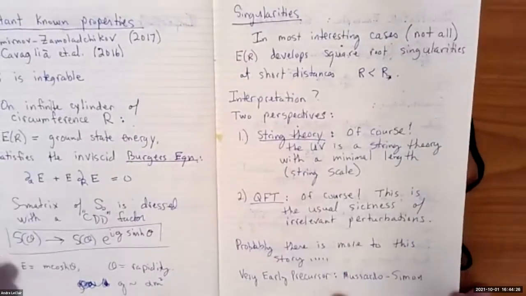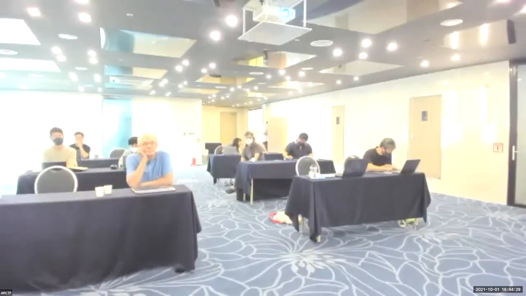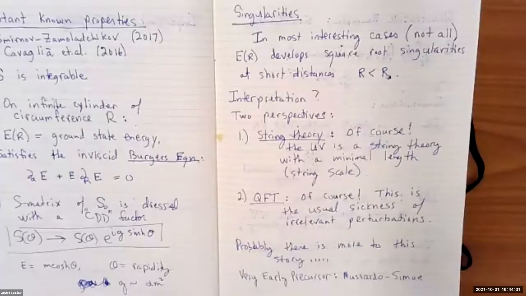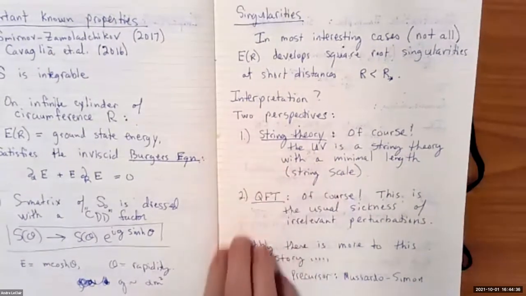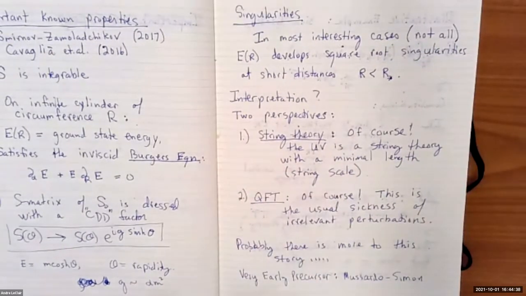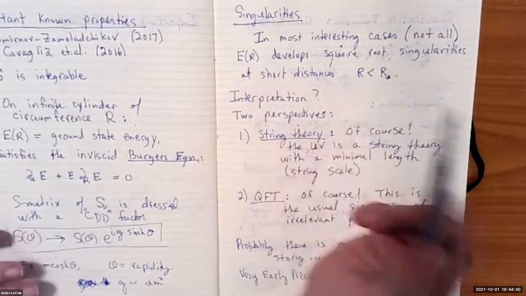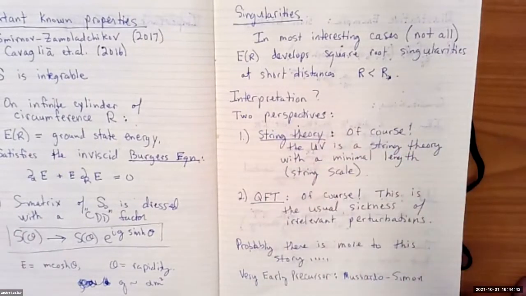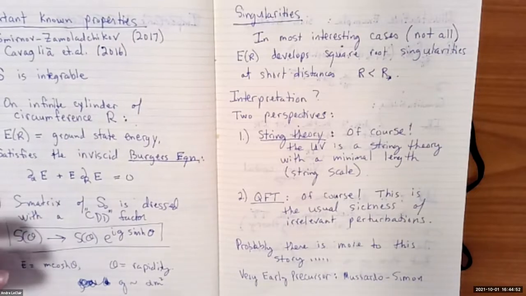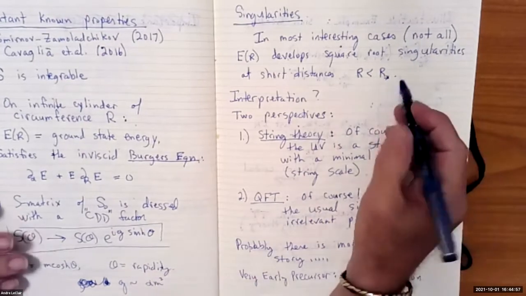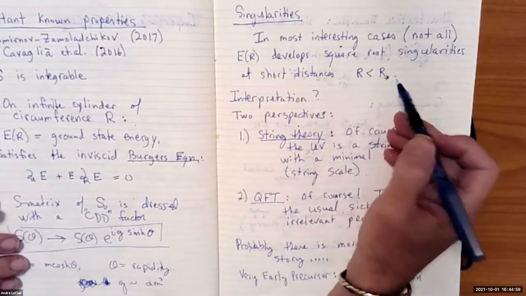Okay, so one of the more interesting features, and not in all cases, as I'll describe, but in most of the interesting cases, this ground state energy develops a square root singularity at short distances. So the theory cannot be taken down ultimately to arbitrarily small distances. In a sense, the ground state energy becomes imaginary at short enough distances. So that's defined by a certain scale R star.